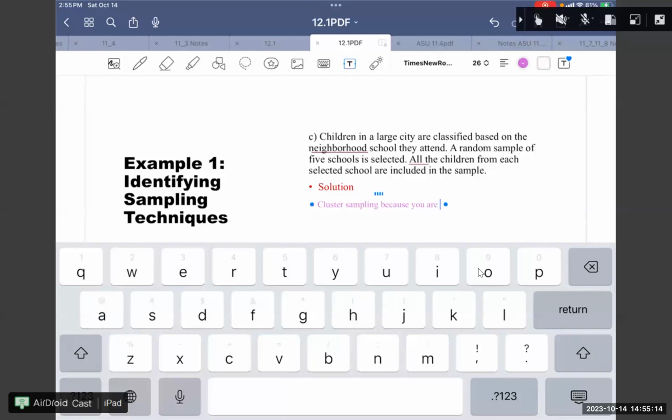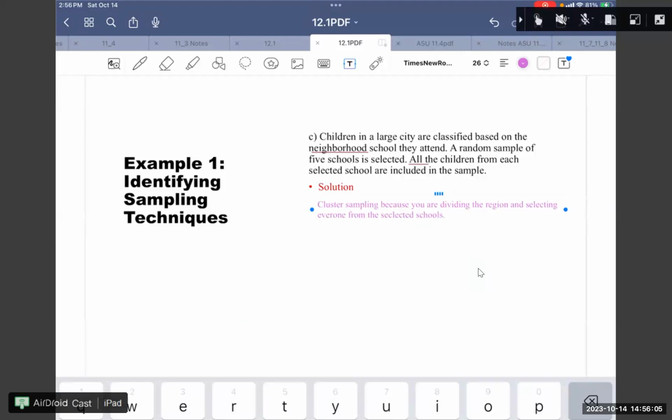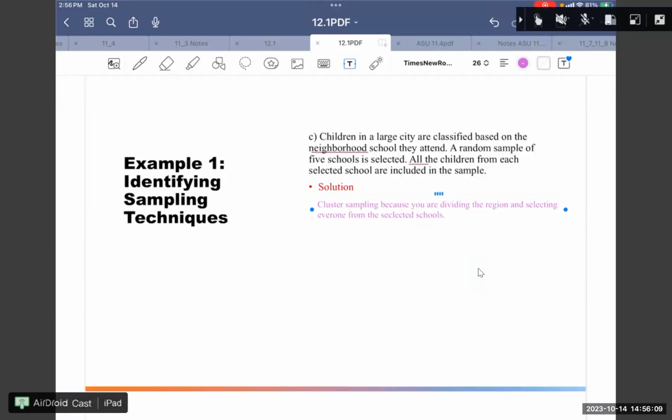You are dividing the region and selecting everyone from the selected score. Okay, right, from a selected score.